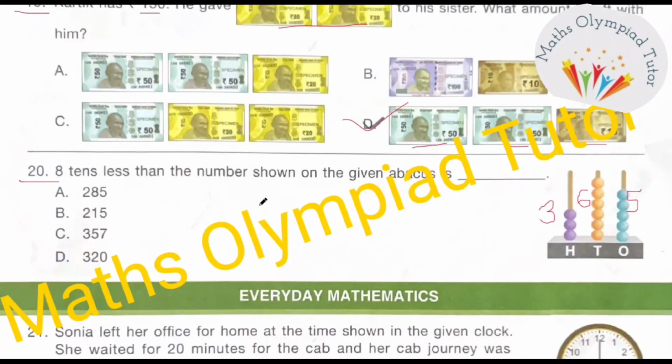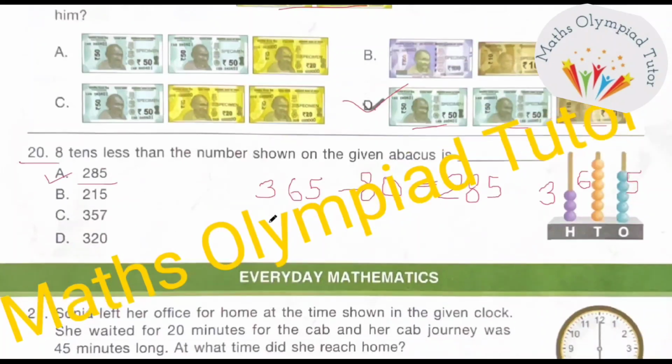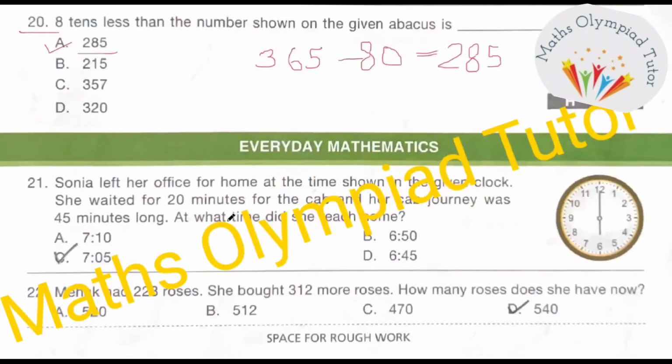So the number here is 365. It says 8 tens less than this number. 8 tens is 80. So the required number is 365 minus 80, which is 285, which is option A here. We should select this.